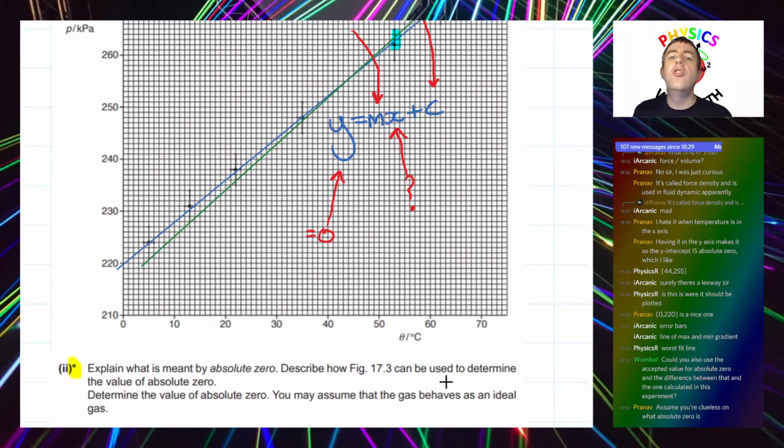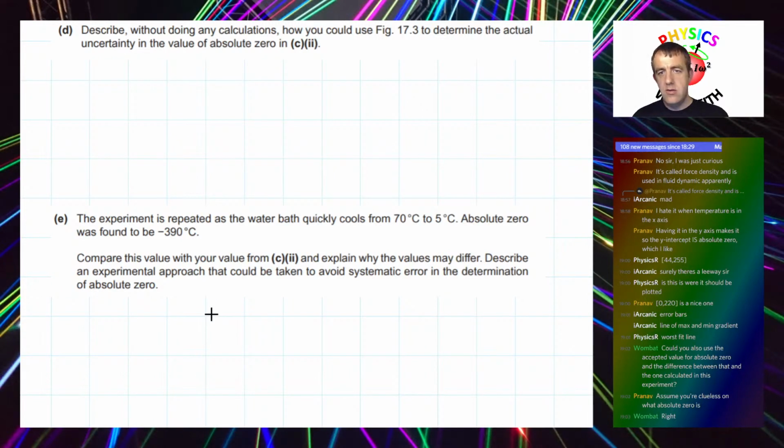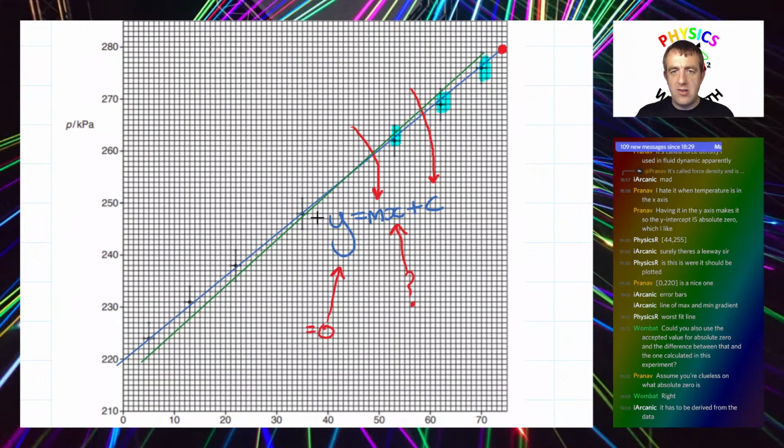Exactly, Pranav. Assume you just don't know. You're clueless. So this question here I really liked. Absolute zero was found to be this. Wow, that's wildly wrong. So compare this value to your value in C2. Explain why the values differ. This experiment is repeated, but this time the water bath quickly cools. And I'll tell you now what the answer is. I can see what the answer is.